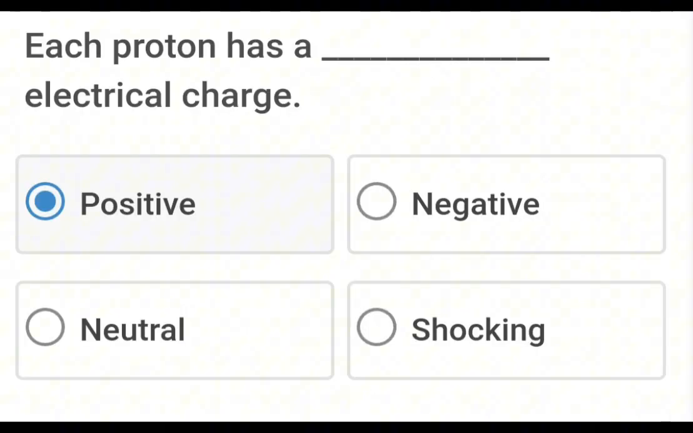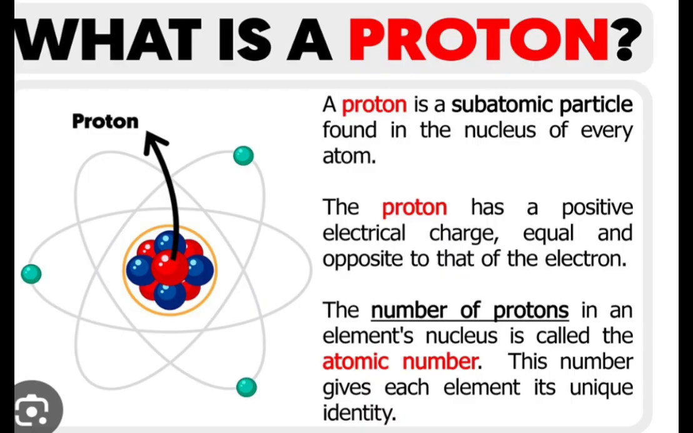Third question. Each proton has a dash electrical charge. We are going to select positive as our answer. Each proton has a positive electrical charge. This is because protons are subatomic particles that carry a positive charge. They are found in the nucleus of an atom and are equal in magnitude to the negative charge of an electron. The positive charge of protons is essential for the overall electrical neutrality of an atom as it balances out the negative charge of electrons.